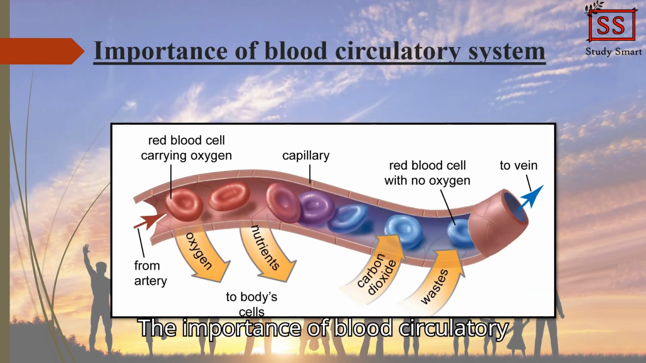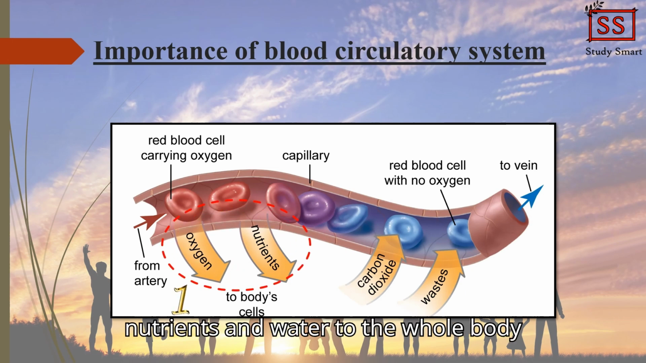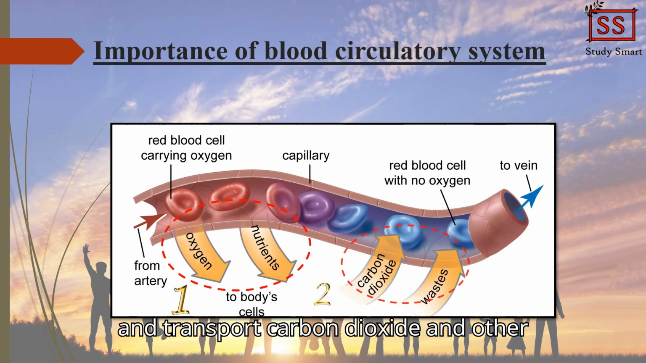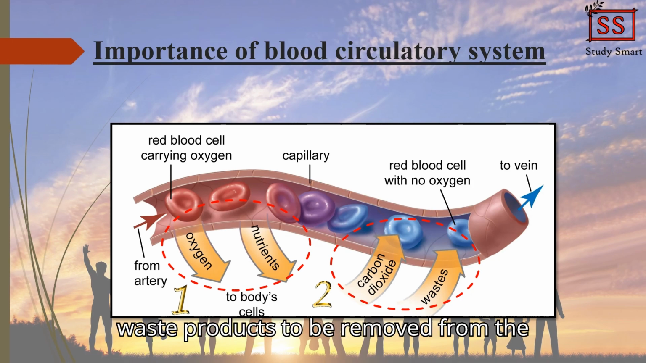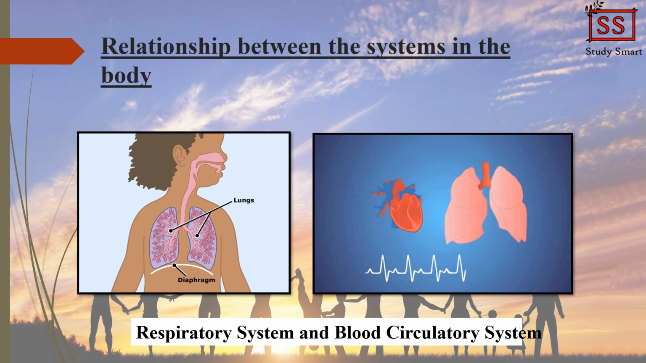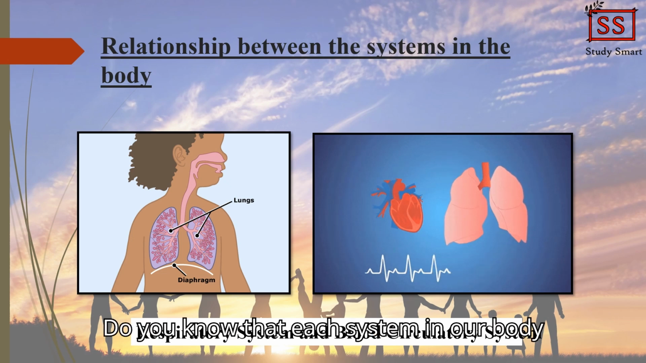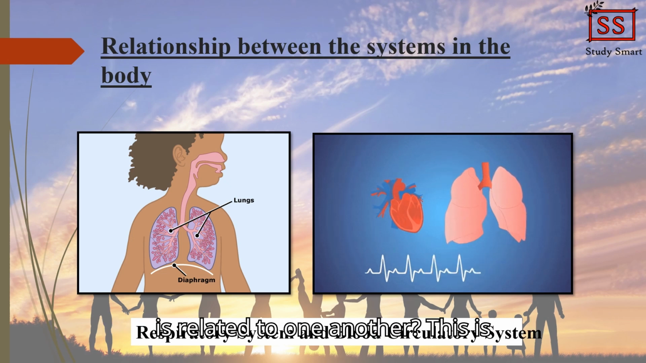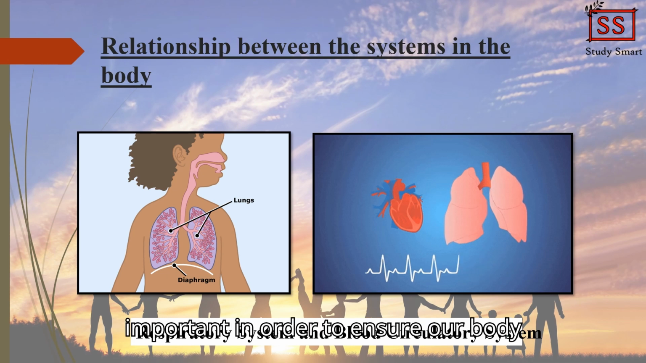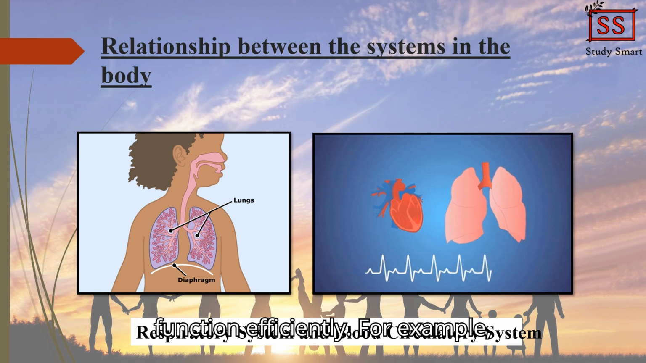The importance of the blood circulatory system is to transport oxygen, nutrients and water to the whole body, and to transport carbon dioxide and other waste products to be removed from the body. Do you know that each system in our body is related to one another? This is important in order to ensure our body functions efficiently.